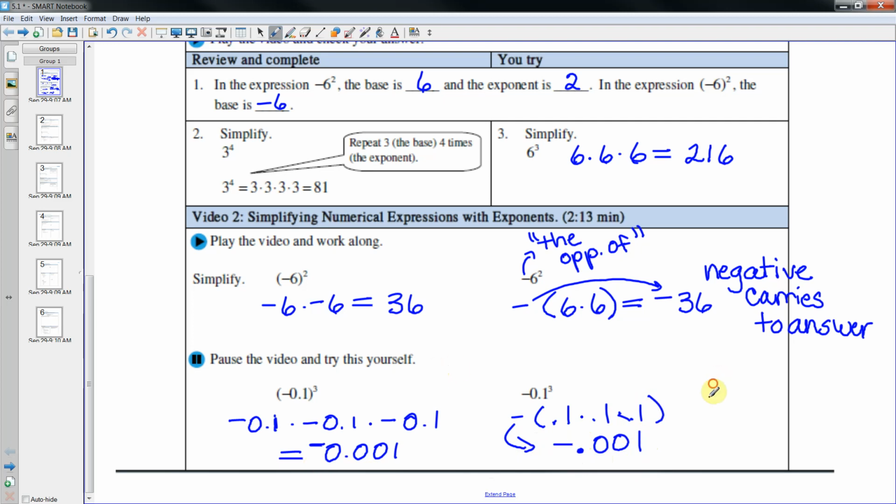Well, if you have an odd exponent with a negative, then you get a negative answer.